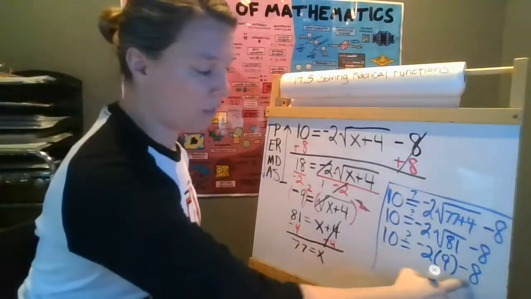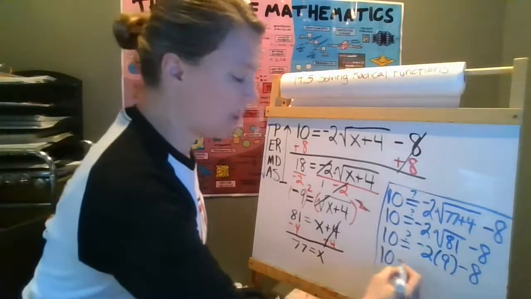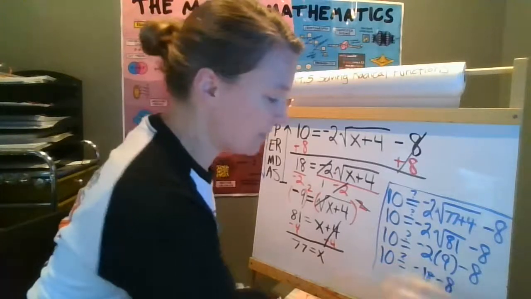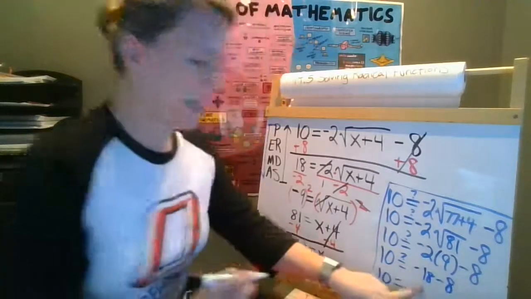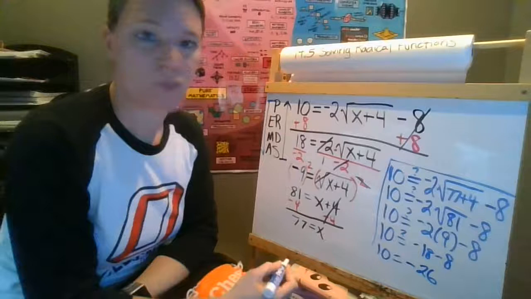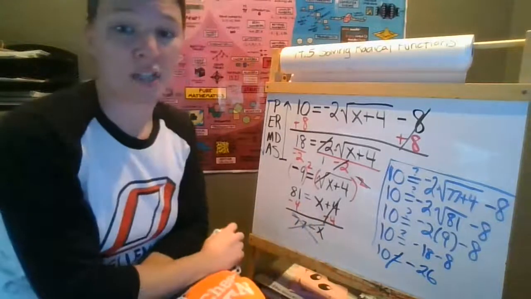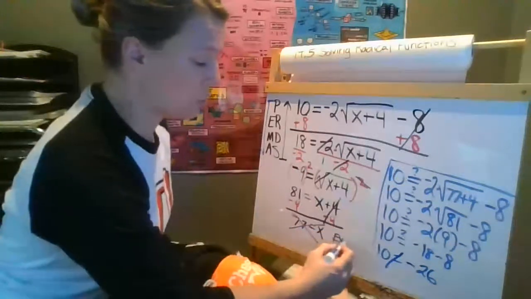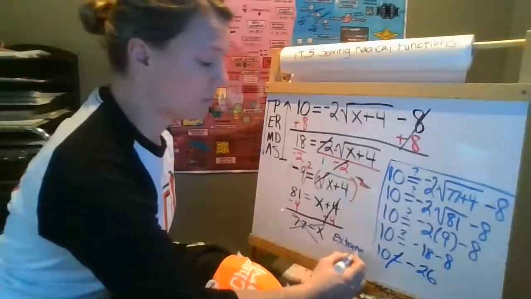Now we deal with any multiplication or division that exists. Let's multiply here before we subtract. So does 10 equal negative 18 minus 8? Well, negative 18 minus 8 is negative 26. So they are not equal. So this is not a solution. This is an extraneous solution, and there is no solution.